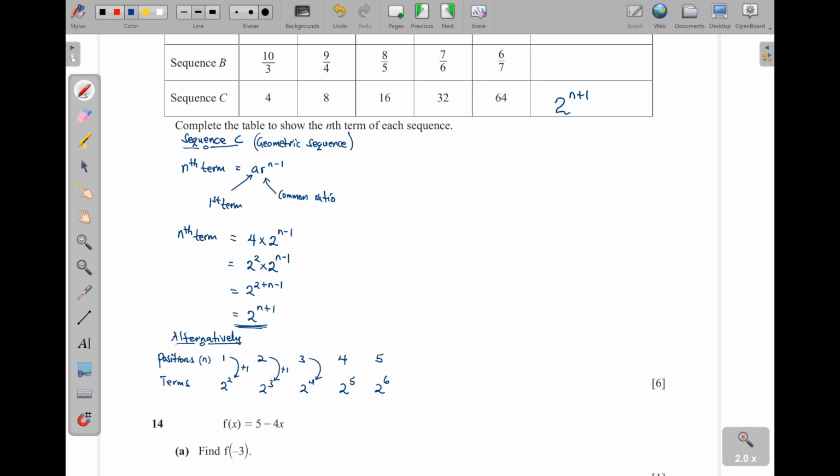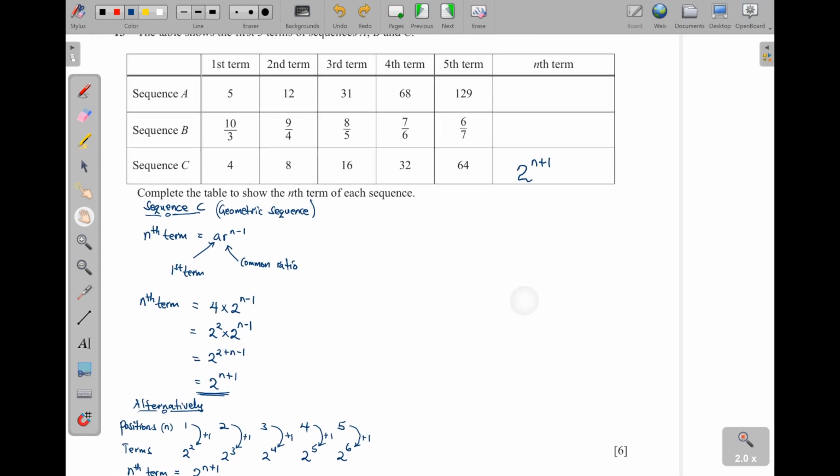3 plus 1, you get 4. 4 plus 1, you get 5. 5 plus 1, you get 6. So meaning the nth term is going to be equal to 2, then power. The position here is n, but then they are adding 1. So plus 1. So that is what you're having here.